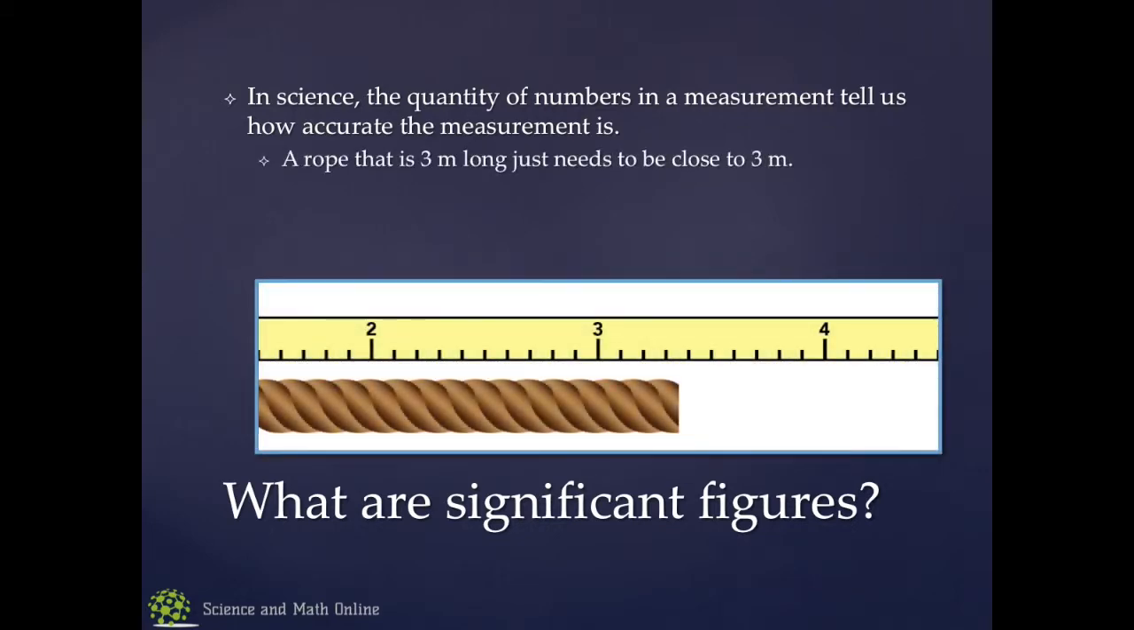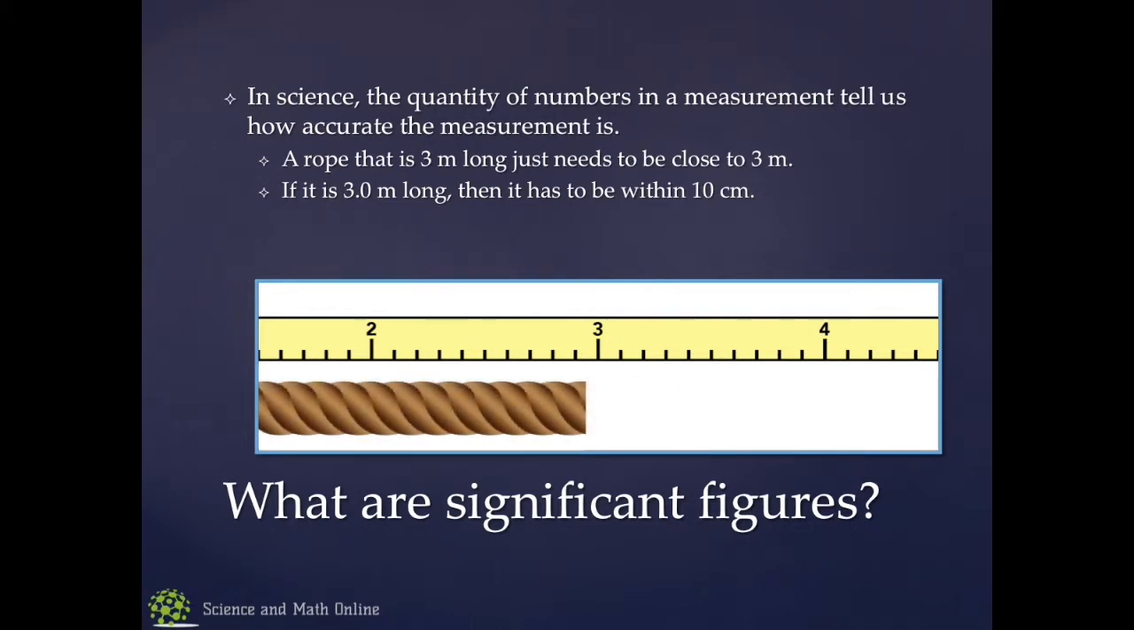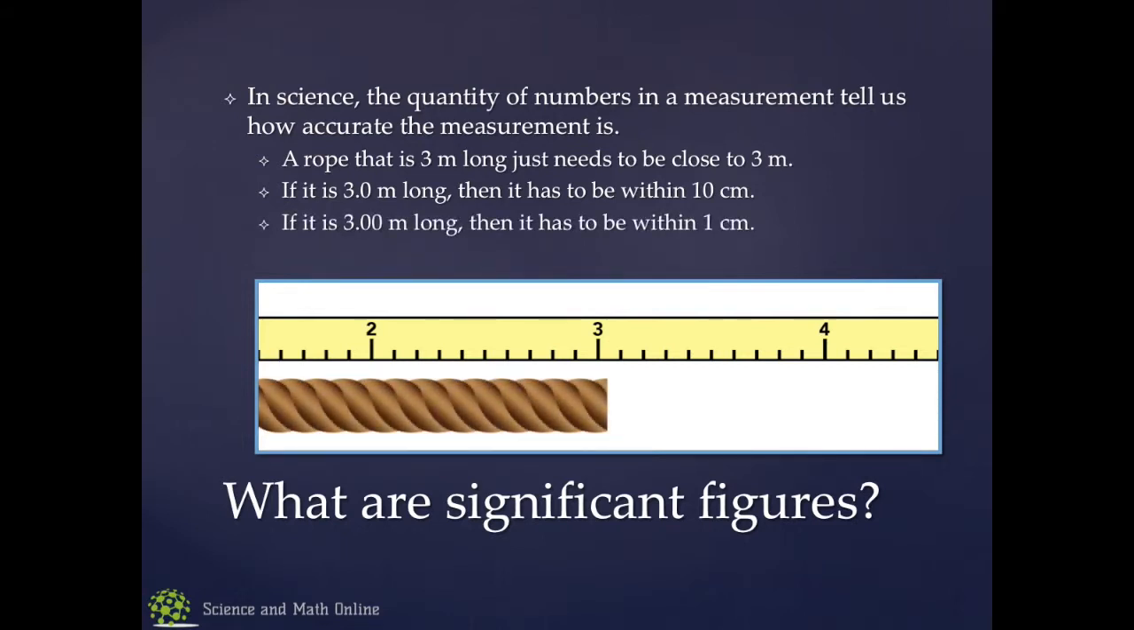So, for example, if I say that a rope is 3 meters, it just needs to be closer to the 3 than to the 4 or the 2. But if I say a rope is 3.0 meters, then I need to be a whole lot closer to 3. If I say that rope is 3.00 meters, then I have to be even closer. And then if I say it's 3.000 meters, it's got to be really, really close, within a millimeter. Every time I add those zeros, I'm adding what we call a significant figure, or a sig fig, and it is telling me how much more accurate and precise that number has to be.